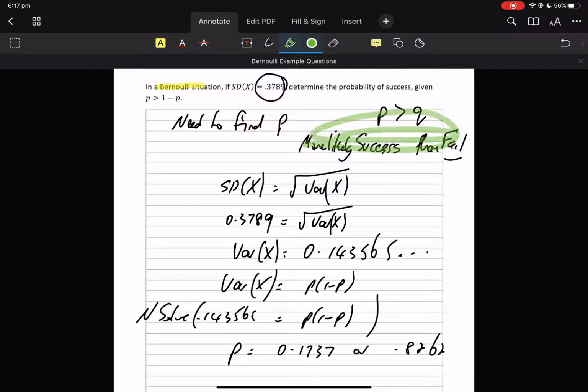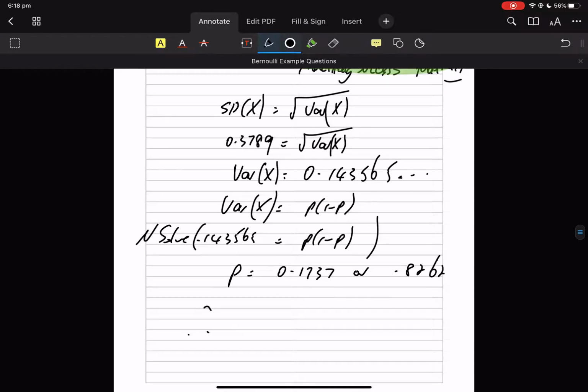I'm more likely to have success than failure. Therefore, the probability of success is 0.8262. Wow, that's messy. 0.8262. Okay, Bernoulli, sort of simple, but it can still be complicated. So please do some work and do lots of questions.